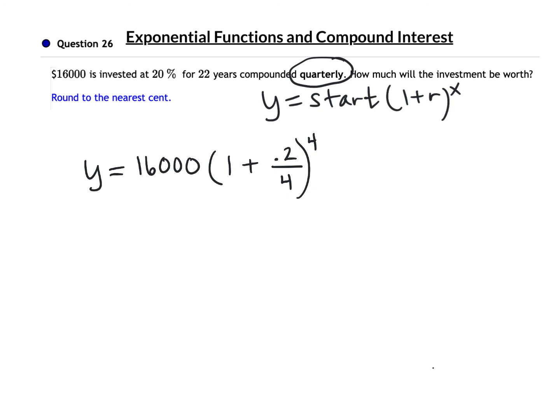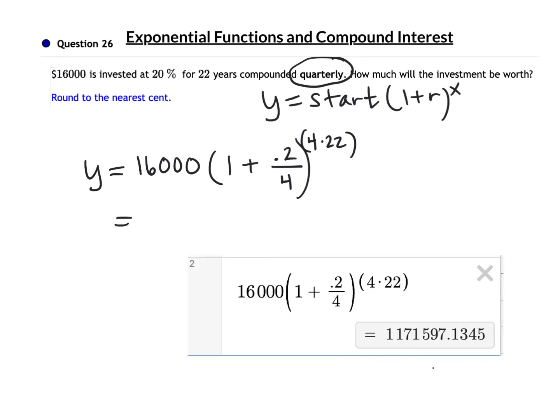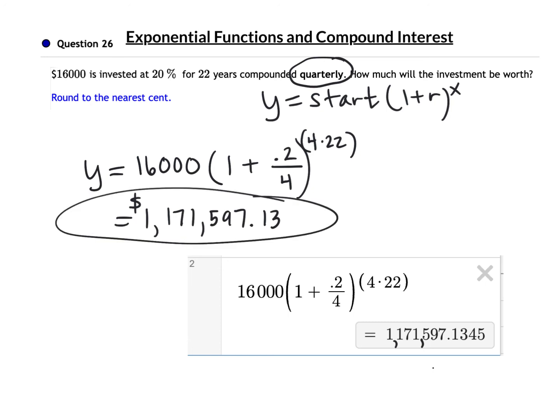We want to do this for 22 years. 4 times 22 would be 88. So go to the power of 88 or use parentheses when you enter it in the calculator. This ends up being $1,171,597.13.